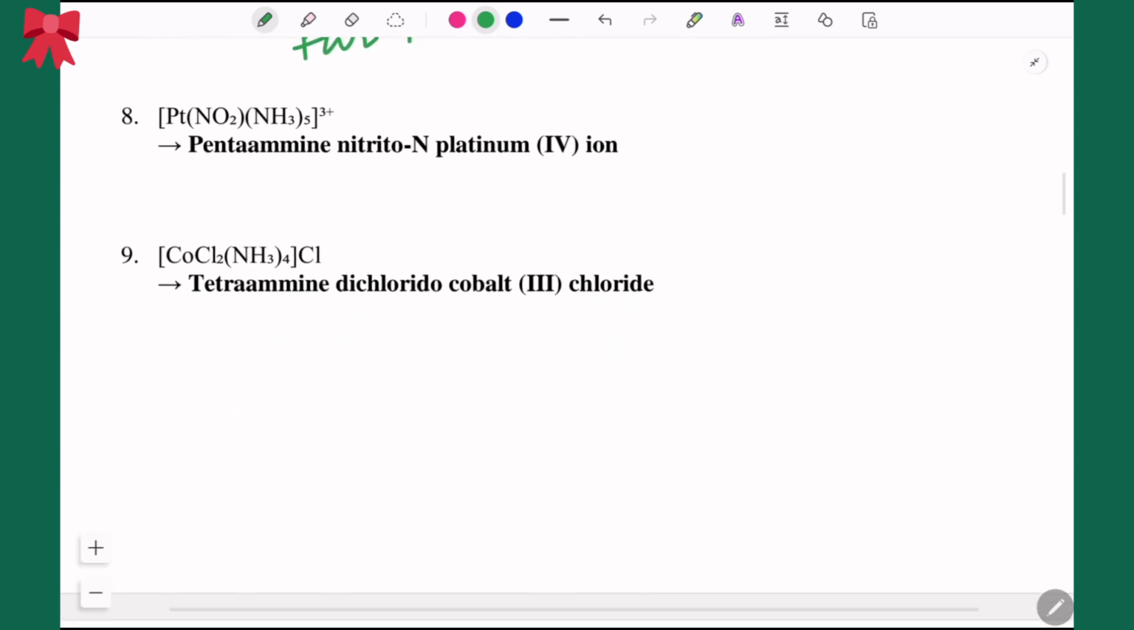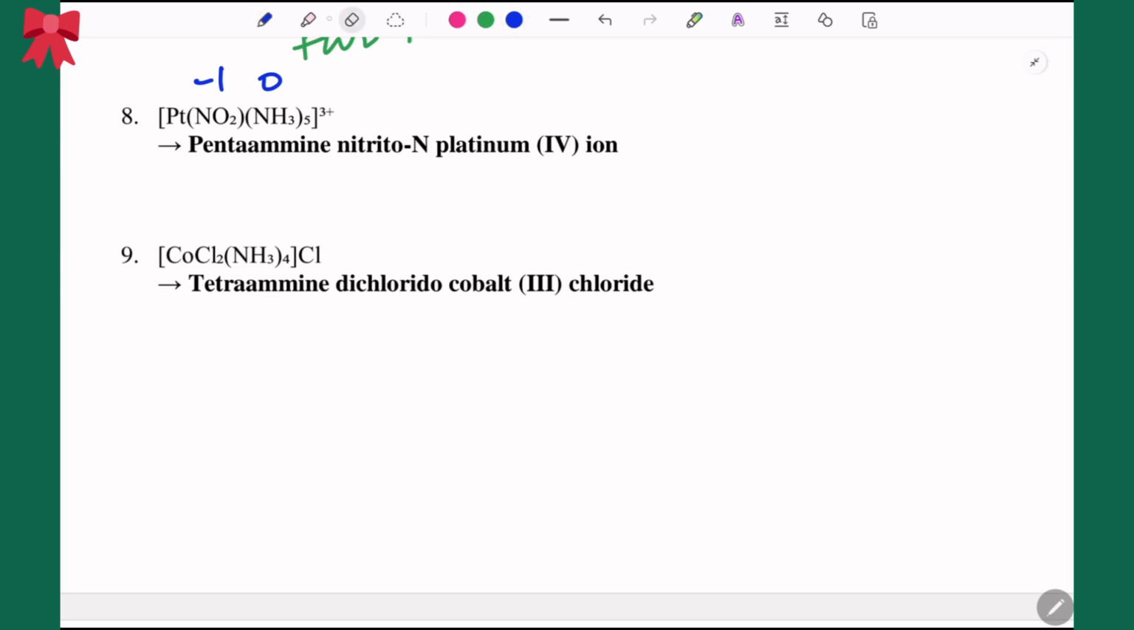Next one, it's again an ion. We can see that it has got a charge of +3, so we mention the word ion. Then here in this case platinum is a central metal atom, nitrito-N is negatively charged, ammonia is a neutral ligand. So start writing the oxidation state first. This is 0, this is -1, and as you can see here the answer is written as +3.